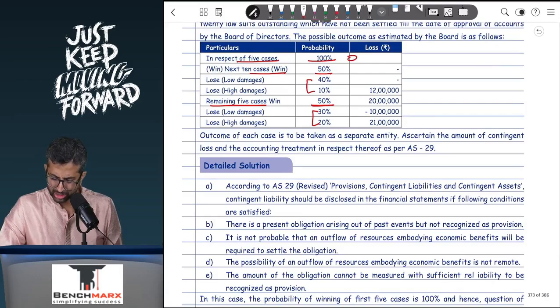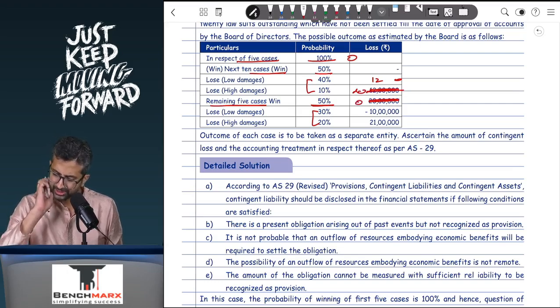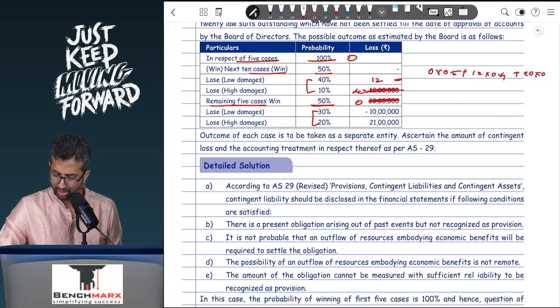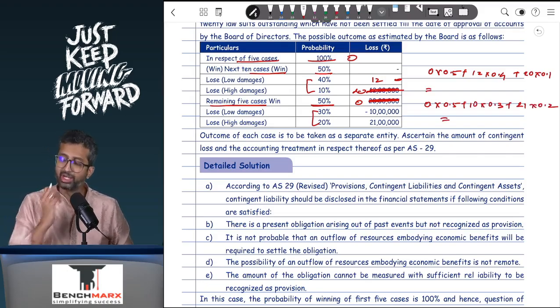Probably over here, it's not properly printed. This is 50%. This is 0. This will be 12. This will be 20, this will be 0, and then again 10 and 21. So basically it is nothing but 0 into 0.5 plus 12 into 0.4 plus 20 into 0.1. This is for one case, there are 10 such cases, and this is 0 into 0.5 plus 10 into 0.3 plus 21 into 0.2. So you will give a disclosure for these amounts.